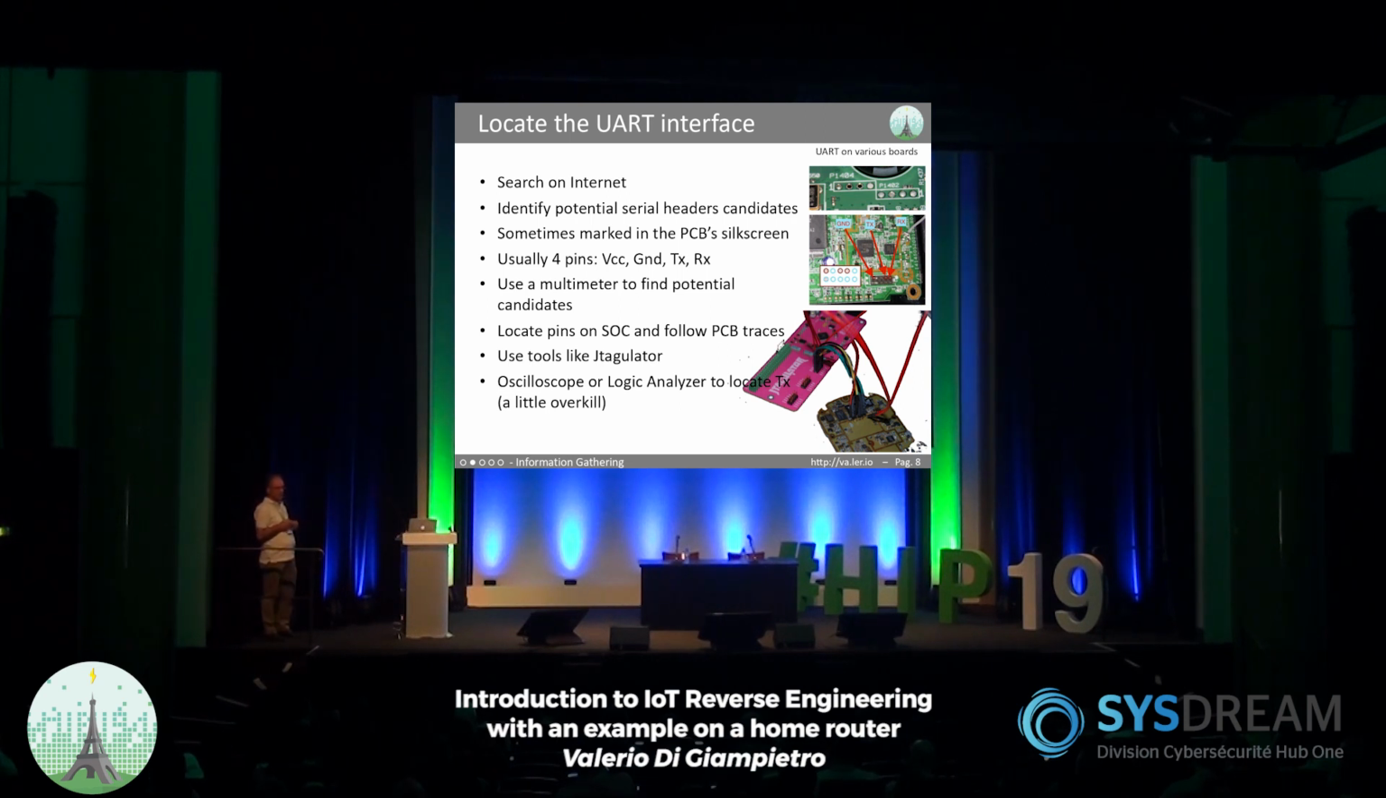We can also, if we know the system on a chip and if we have its datasheet, identify the UART interface on the chip itself and try to follow the PCB traces. This is not easy to do on a multi-layer board. We can also use tools like the JTAGulator. The JTAGulator is a fantastic tool. It has a lot of headers that we can attach to potential header candidates, and for the UART and for the JTAG interface, it can run some automatic scanning logic, and it is able to identify the pinout of the UART or of the JTAG interface.